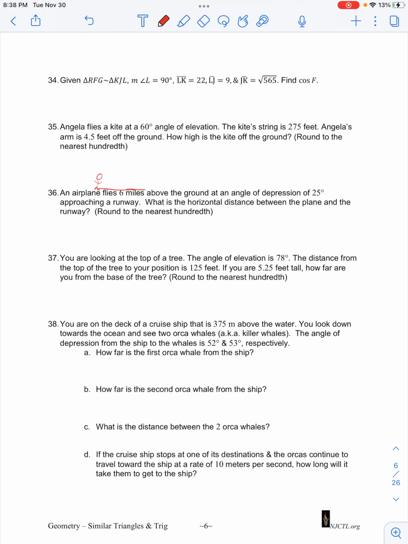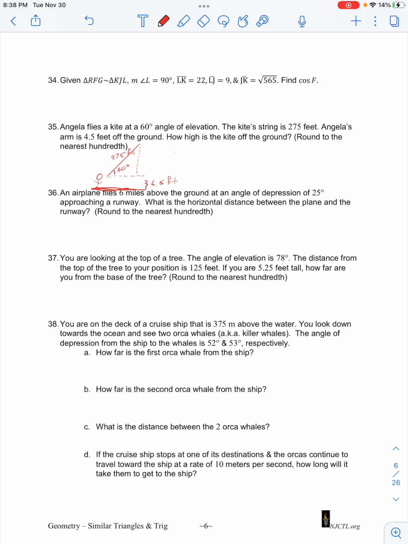So, we know from the ground, her arm is at a height of 4.5 feet. So whatever height we find that the kite is flying at, we're going to have to add 4.5 feet to that. And so it is flying at an angle of 60 degrees of elevation with respect to the ground. And the kite string is 275 feet, so this hypotenuse is 275. And so we want to find this opposite side.